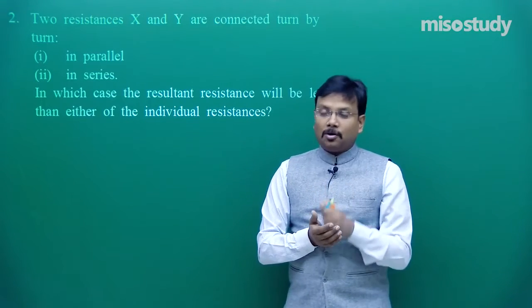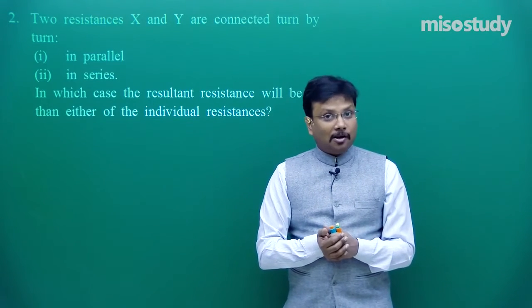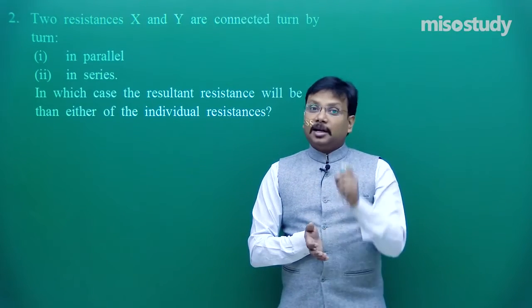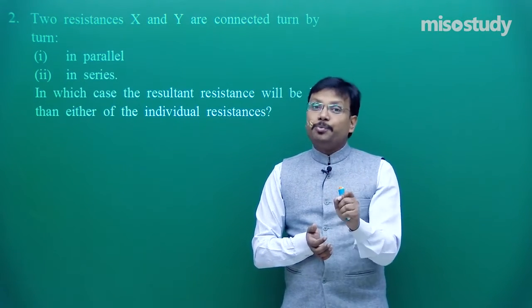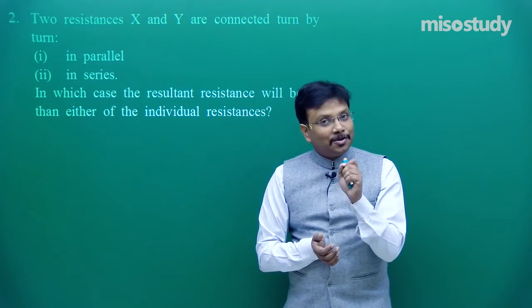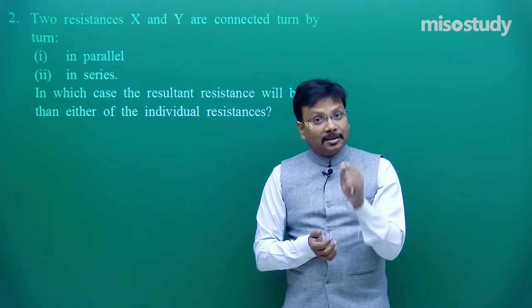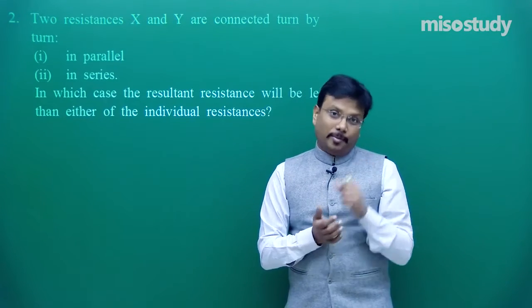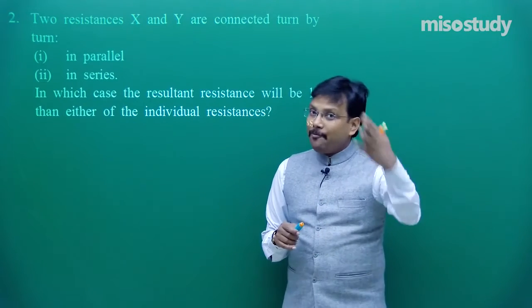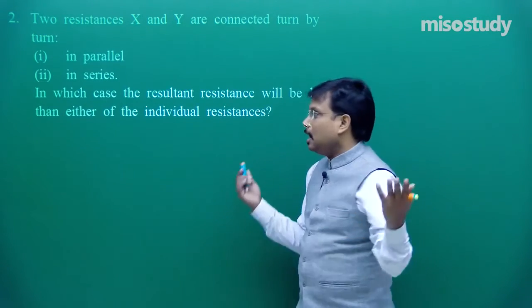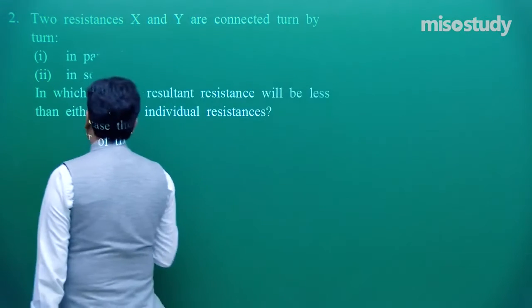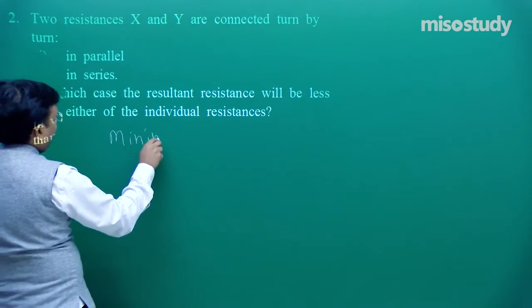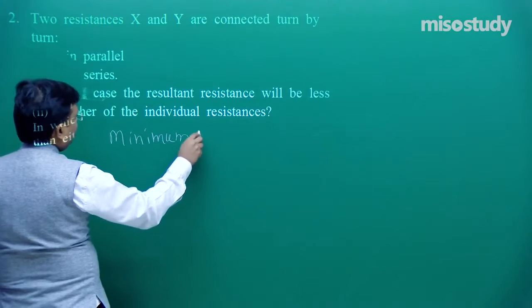Now, if you try to recall during the explanation of the parallel combinations, specifically I mentioned that the resultant is going to be lesser than the smallest value of resistance present in the combination. So, if you have observed that video properly, without any thinking you will say the minimum is in parallel.